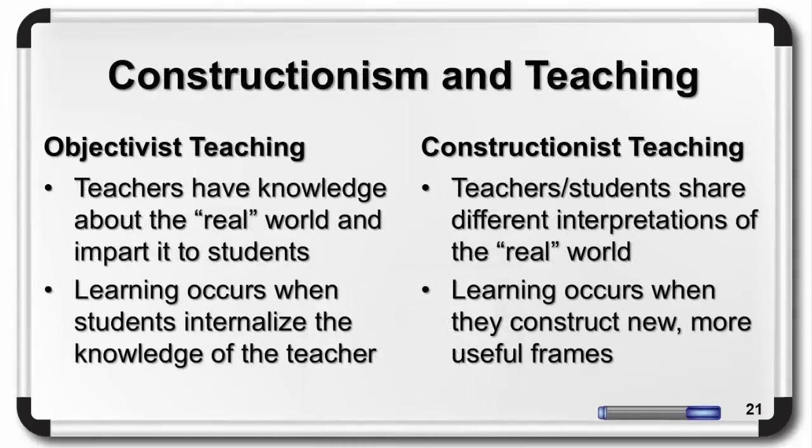By focusing on one truth, objectivist teachers assume they have knowledge about the real world, which they must effectively impart to their students, and learning occurs when students internalize this knowledge. In contrast, by focusing on multiple interpretations of truth, constructionist teachers assume that teachers and students share different frames of reference that interpret the real world, and that learning occurs when they construct new, more useful frames of reference through reflection and dialogue.